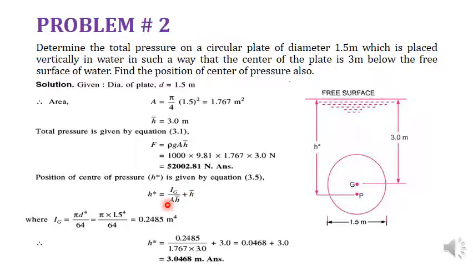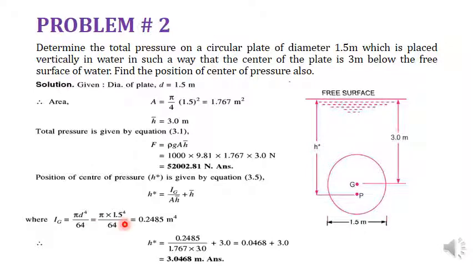So you have the area of the circular plate, and you have the h bar that you calculated earlier. Now only Ig, the moment of inertia about the centroidal axis, needs to be calculated. For that you can take a reference from the previous theoretical part, in which I mentioned a table giving the moment of inertia about the centroidal axis and the respective formulae for different shapes. From that table, you get the equation Ig is equal to pi d4 by 64.